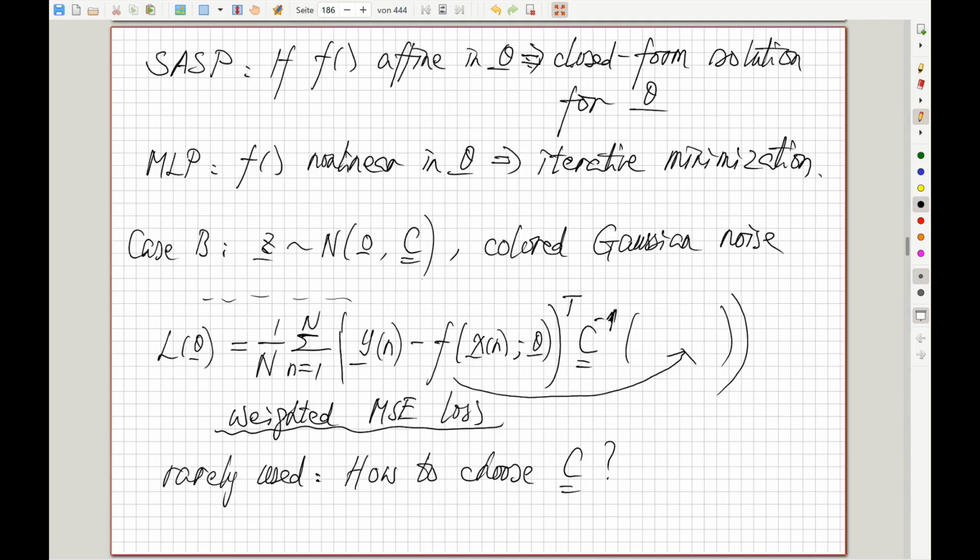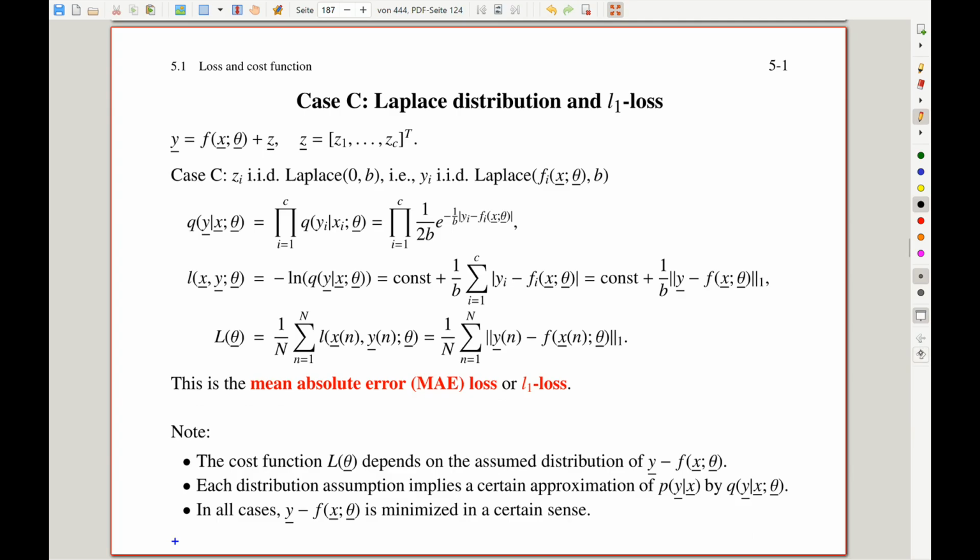And finally, I have even a case C for you. Depending on the assumption, now we assume we have a Laplace distribution, and then you would like to have the L1 loss and no longer the L2 loss. I've reviewed the Laplace distribution also in Chapter 2, Machine Learning Basics at the very beginning, and now we have again the same assumption. So the desired output is the sum of the output of the neural network plus the approximation error vector.